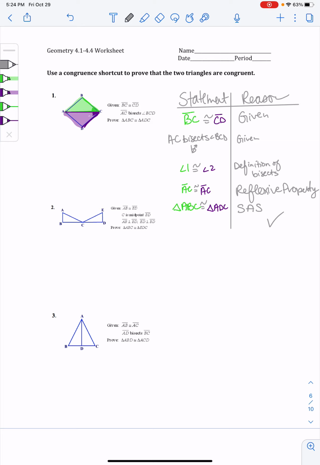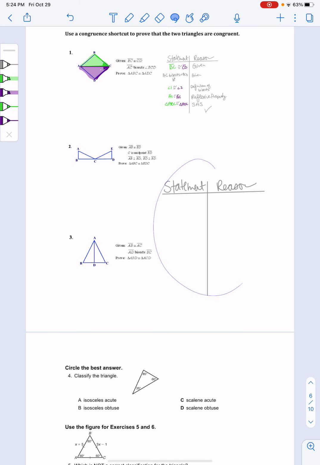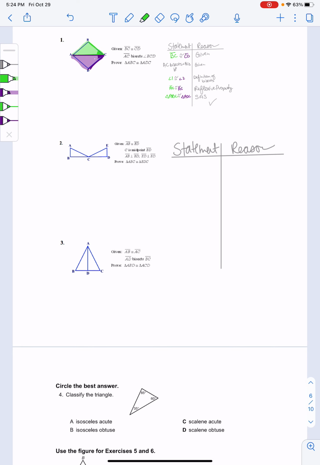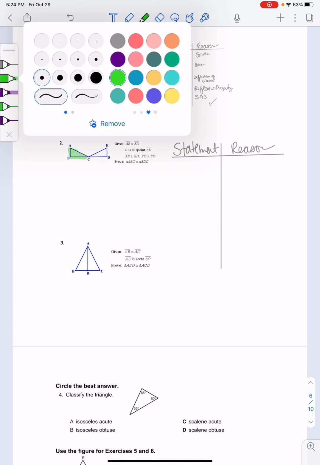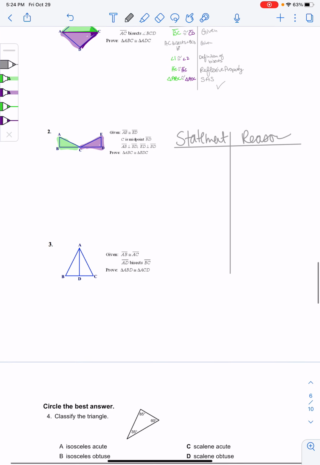We'll keep going. We'll do a couple more. Let's copy and paste this guy. Make that a little smaller. And we can start looking at these two. So we've got green and purple out. Why not? We have this one, ABC, and this one, EDC.